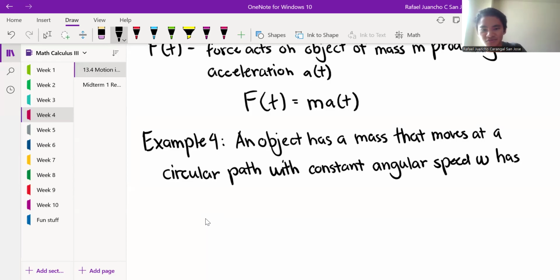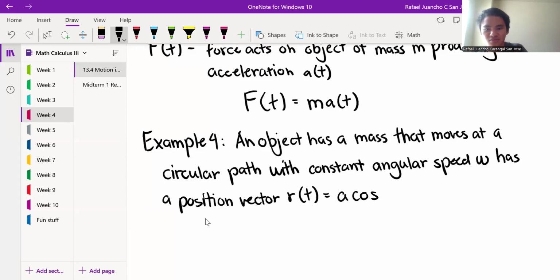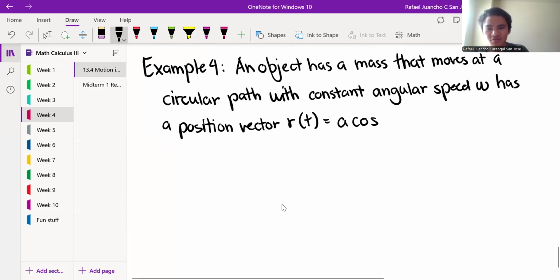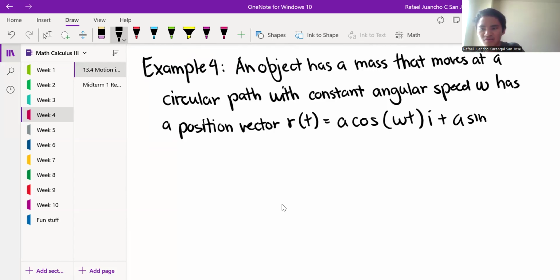And it has a position vector. It has a position vector, we'll call it r of t. And it's basically equal to a, which I assume is some radius. And then it has theta, not theta, omega t. So that's our angular speed, I plus a sine omega t j.